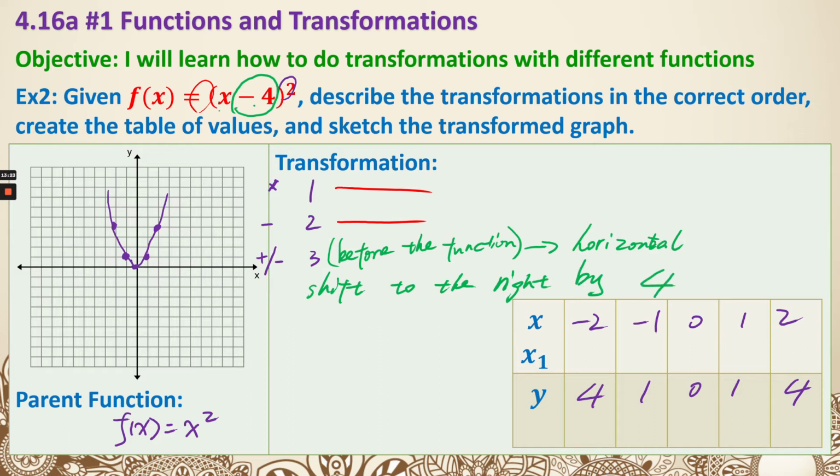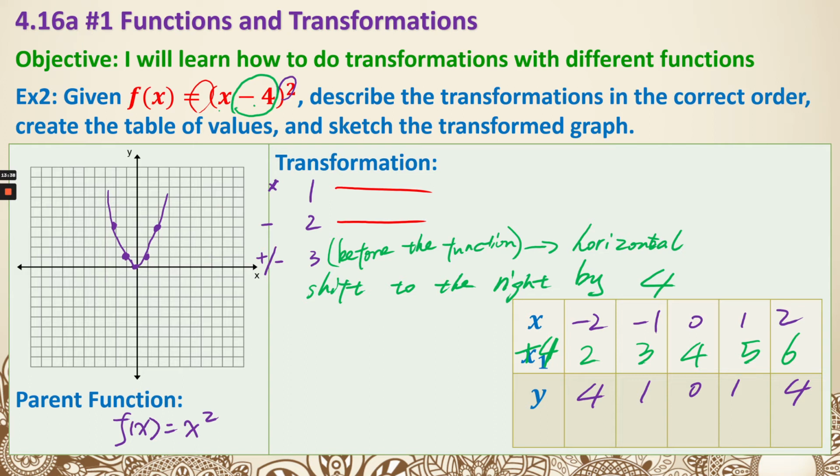by 4. This is to the right. Like I said, the horizontal is always opposite. So basically, we're actually adding 4 to all the horizontal numbers, to all the x. That now becomes 2, 3, 4, 5, and 6.